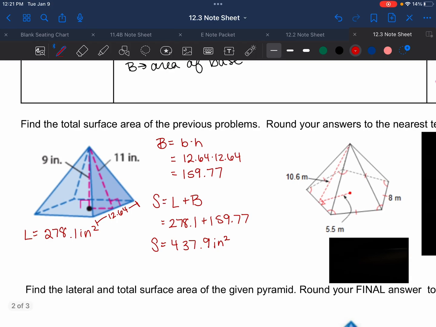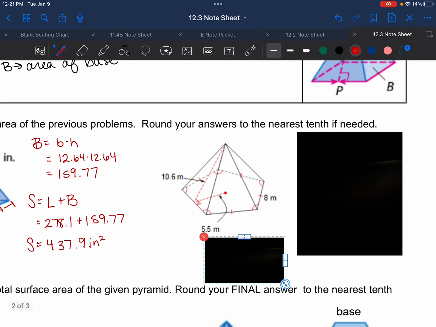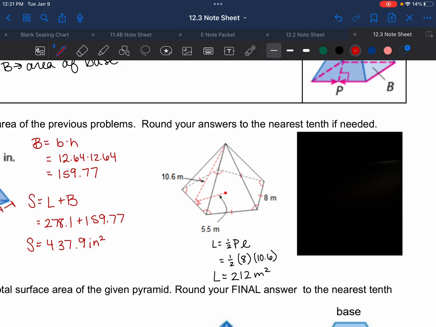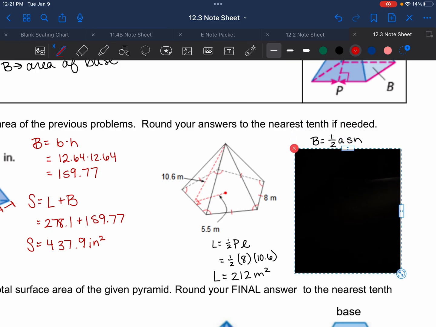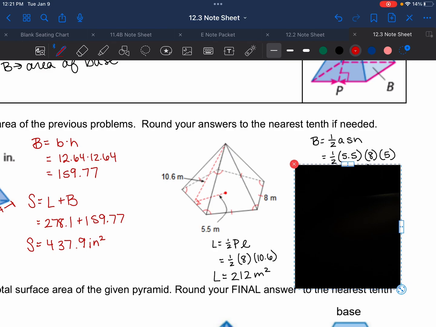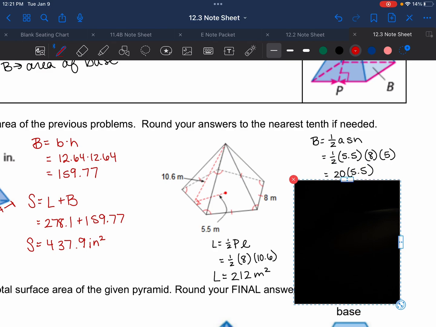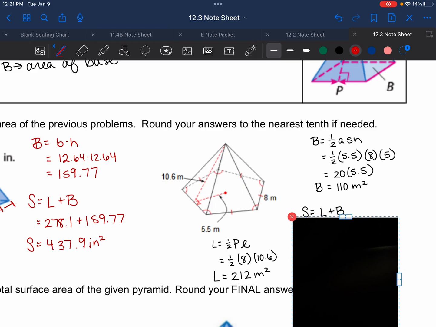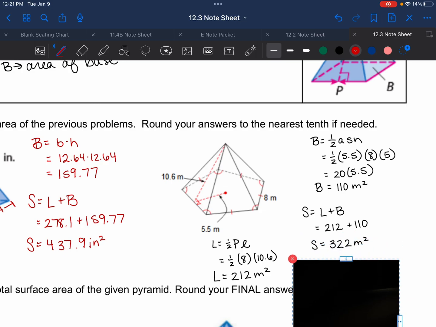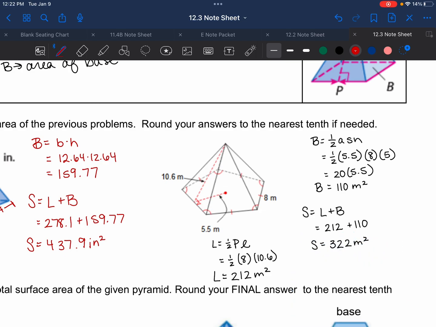All right, so I want you to pause here and do this next one on your own. As a reminder, that was our lateral area from the last page. All right, so we find the area of the base then. The base is a regular pentagon, so we use the area is 1/2 times the apothem times the side length times the number of sides, which all that information is given to us. We simplify to get a base of 110. Surface area is lateral area plus base area. Add them together. Surface area is 322 meters squared.